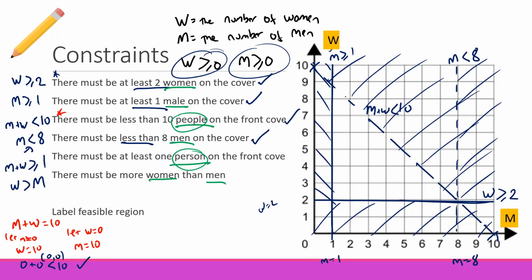So I'm just going to make it quite close to a solid line, just because I want to be able to see where that feasible region is. But yeah, we're starting to get a good idea of the feasible region.